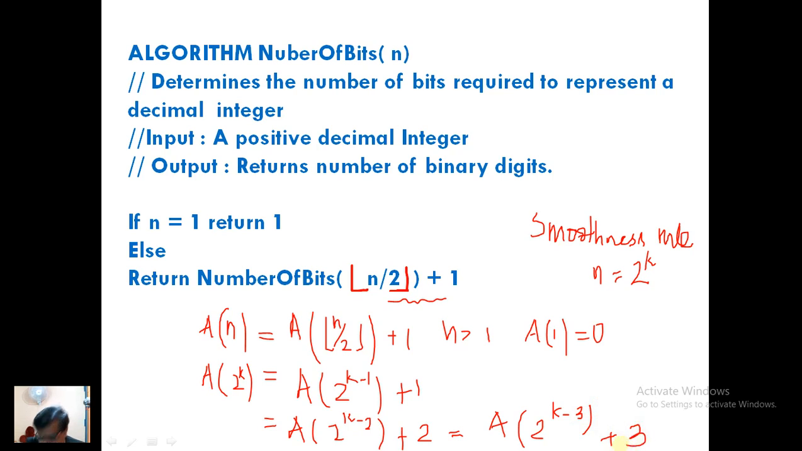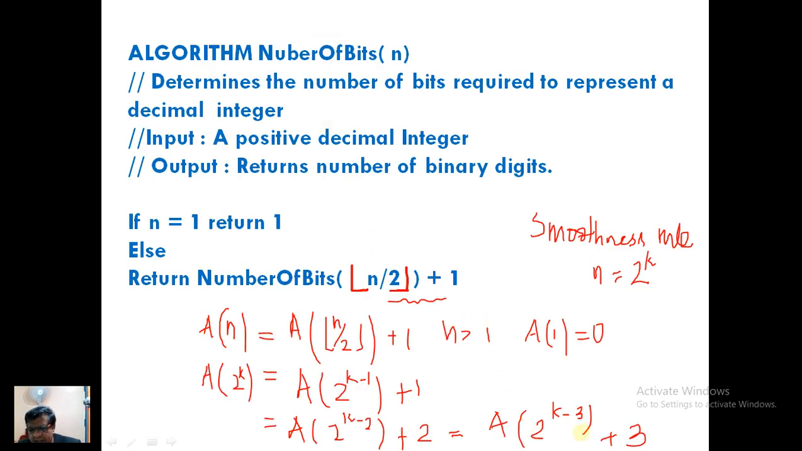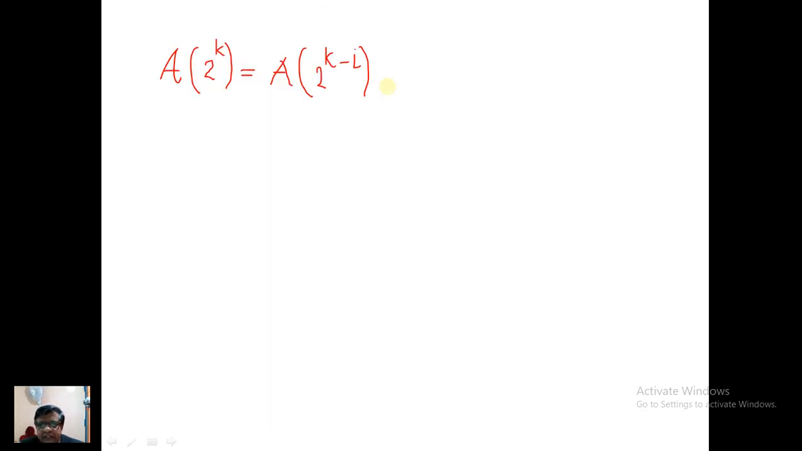There goes this thing, and a pattern is found. It is a of 2 to the power of k equal to a of 2 to the power of k minus i, plus i. That pattern is replaced by a variable i. The 3 is replaced by i. In the fourth step it would have given us 4, and here also 4. Like this, there is a pattern emerging, plus i.